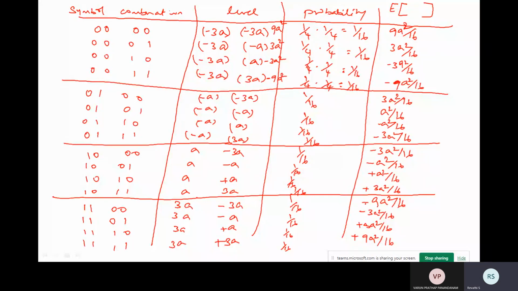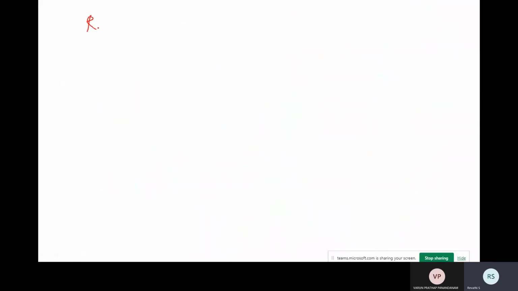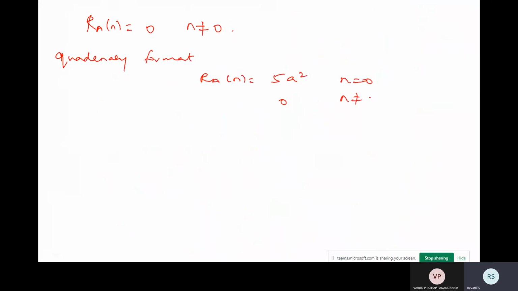Here in the final segment also you can see minus 9a square, here you are having plus 9a square, minus a square, plus 3a square. So ultimately when you add all these things in the final column, you will get the answer 0. Therefore, for quaternary formatting, RA of n equals 0 when n is not equal to 0. So finally to consolidate for quaternary formatting, RA of n takes the value 5a square when n is equal to 0 and 0 when n is not equal to 0. This is for quaternary formatting.